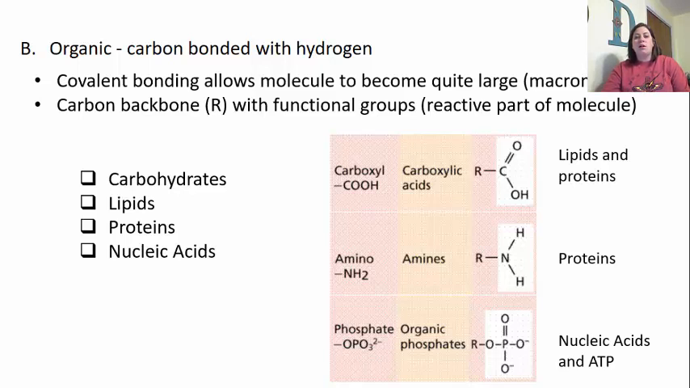And when you look at these R or functional groups that are present, the carboxyl group is found mostly in your lipids and proteins, which means your fats and proteins. The amino group is found in your proteins, and the phosphate groups are found mostly in your nucleic acids and your ATP.